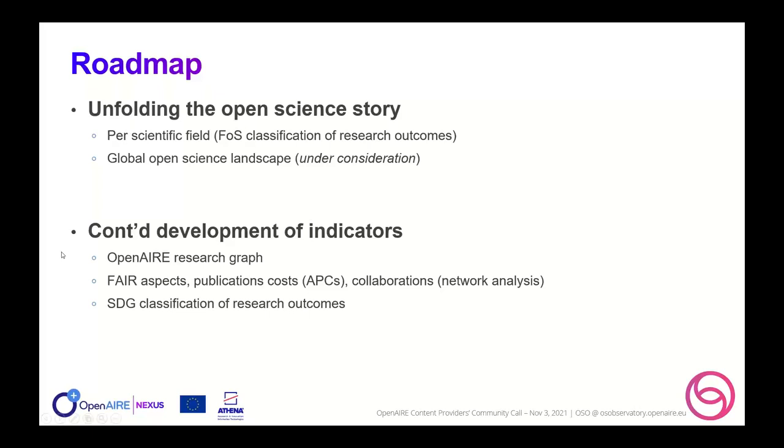What we are more actively working on right now, as a more short-term goal, is the continued development of indicators, which, as I said before, depends on the quality of the OpenAIRE research graph that we're always working on improving. And in particular, the things that you will be seeing in the observatory in the next couple of months are more details into different FAIR aspects, publication costs, APCs, and indicators on collaboration, including network analysis. If there is something that would be of particular interest to you, please let us know. Okay, and that is it for me.